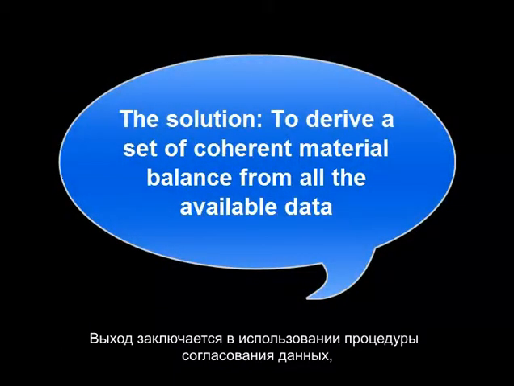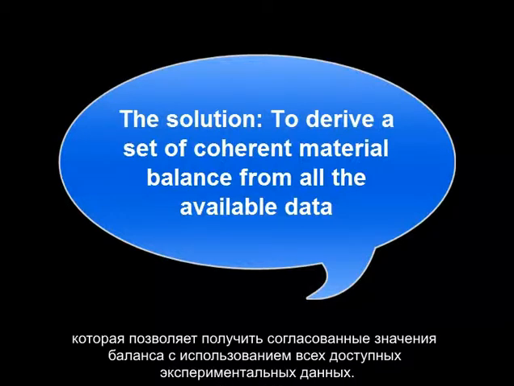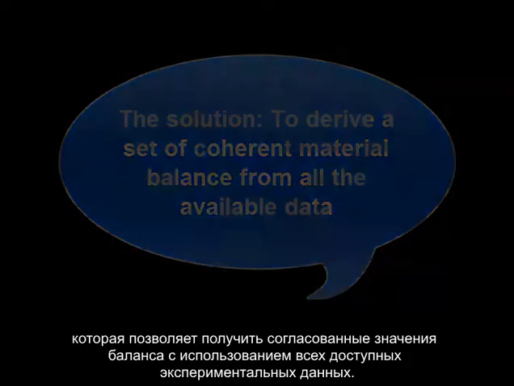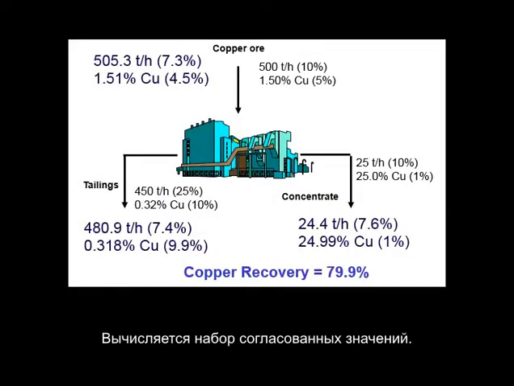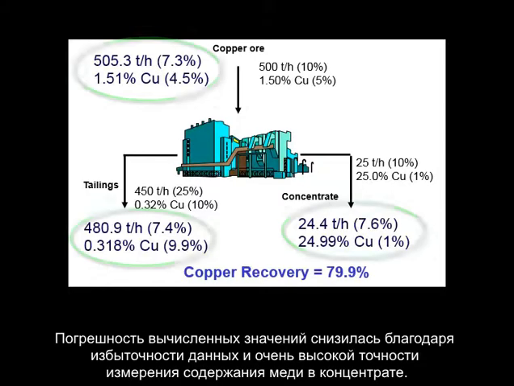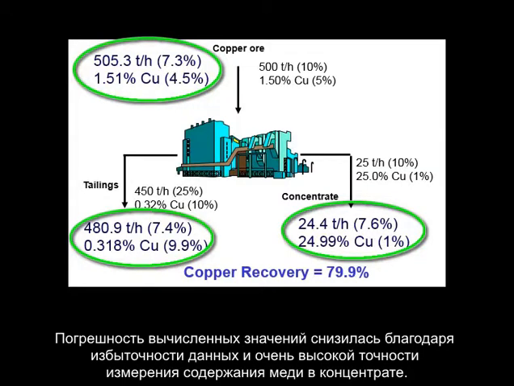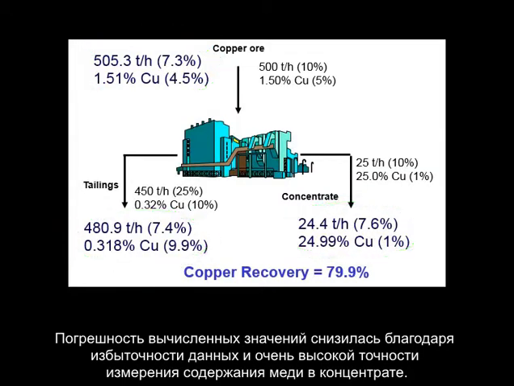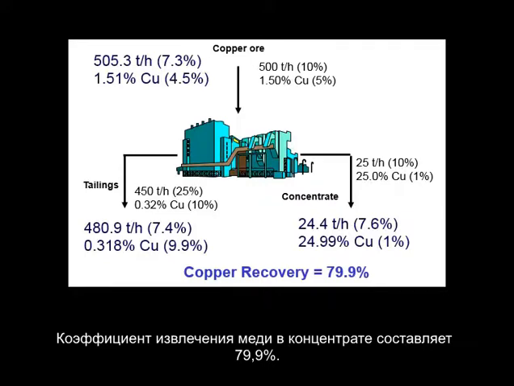However, these different methods take into account only a part of available experimental data. The solution is to resort to data reconciliation, which enables to obtain a coherent material balance data using all the available experimental data. A set of coherent data is calculated. The estimated values are not the real ones, but the most probable ones. The level of confidence relative to the estimated values have improved due to the redundancy of the data and the very good accuracy of the copper content of the concentrate. The copper recovery of the concentrator is 79.9%.